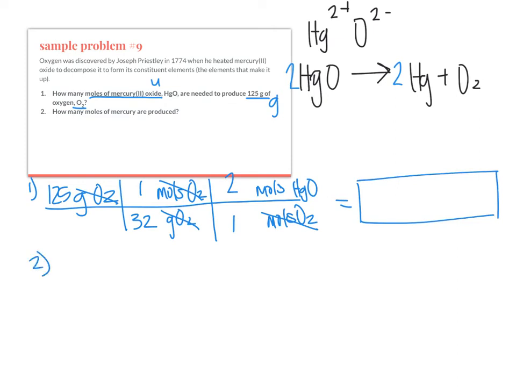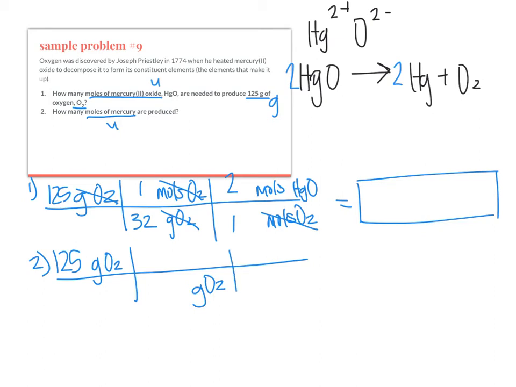For part 2, you'll also be working it out. Again, we have the same given, but in this case, we have a different unknown. We want to know how many moles of mercury are produced. So we still have 125 grams of oxygen. Grams of oxygen on bottom. Moles of oxygen still. But now we're trying to get to moles of mercury.